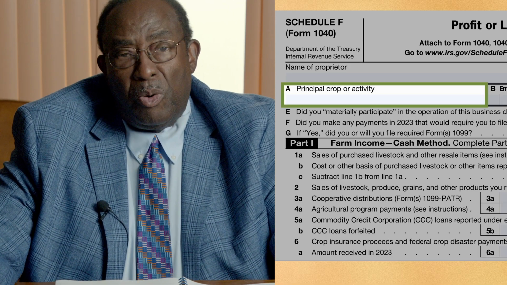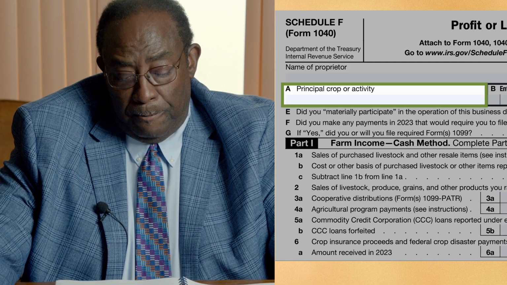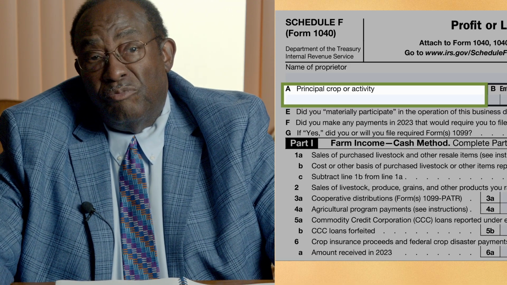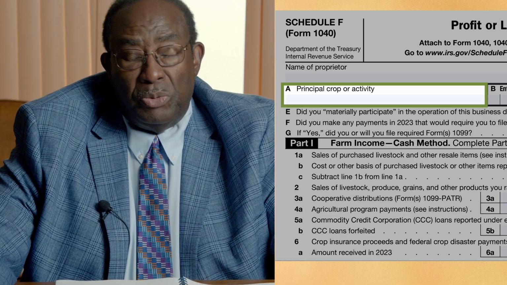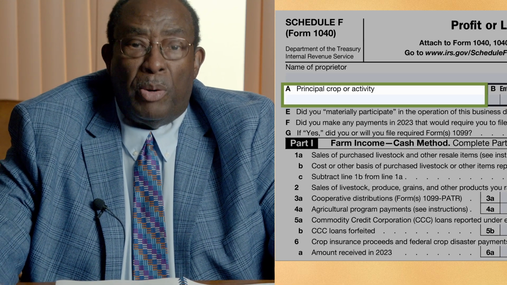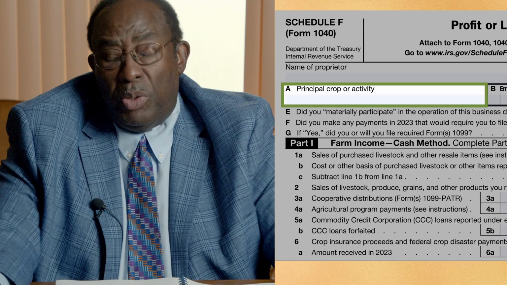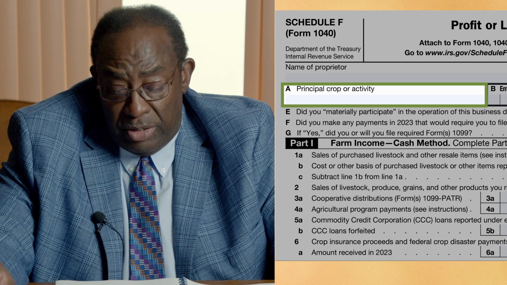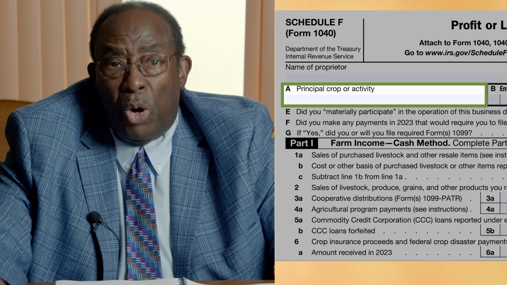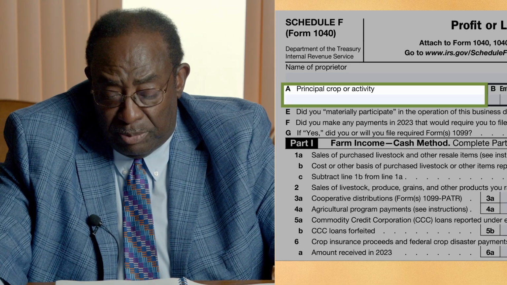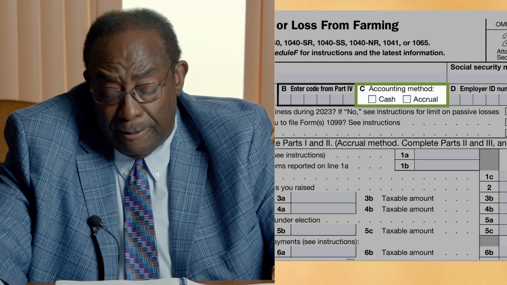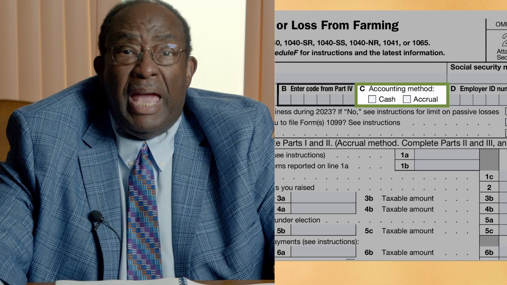Your principal crop that you are producing or activity. Sometimes it's grain, vegetables, fruit, animal farming. All of that is important. And it's got a code for each one of those line items. You have to look that up, but principally 120 would be the code for most grain farmers, vegetable growers. Your accounting method is box C. Most of the time it'll be cash.